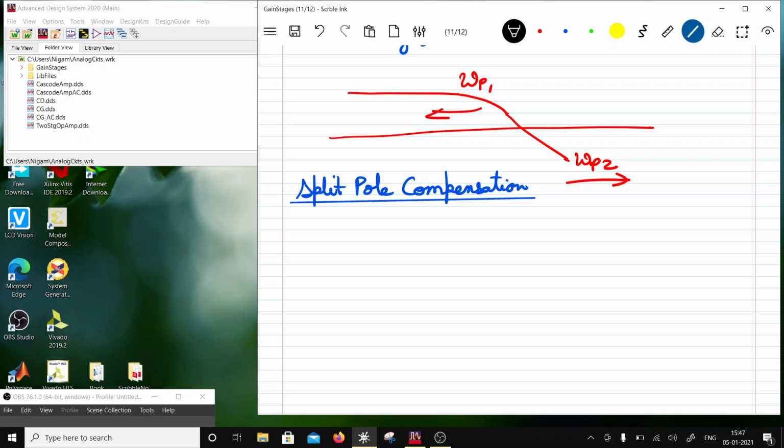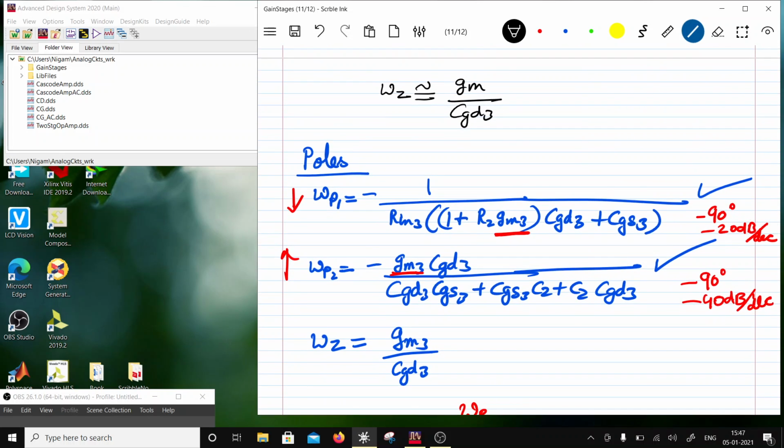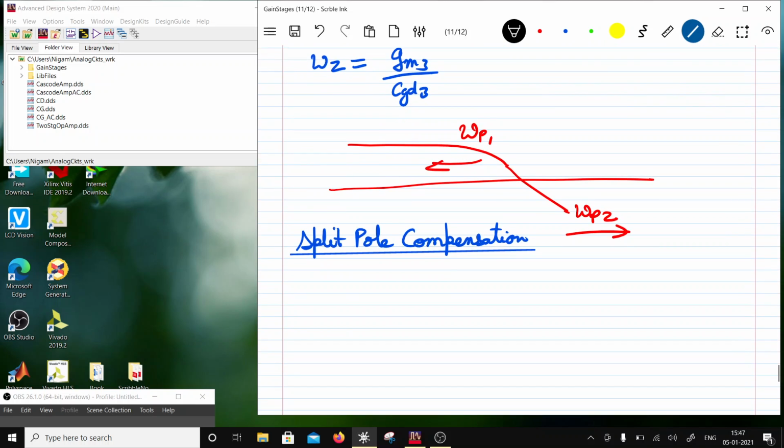Another way of doing this is I introduce a resistance with CGD3, right? So in that case, what happens is the right hand side 0 will move to the left hand side. Okay, so if that happens, what do I have? I have omega z is equal to, so earlier it is GM3 by CGD3, right?